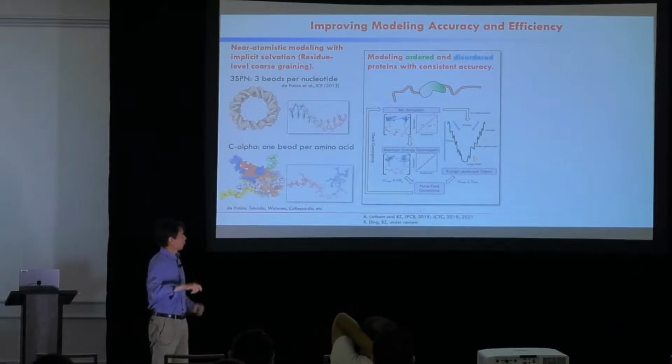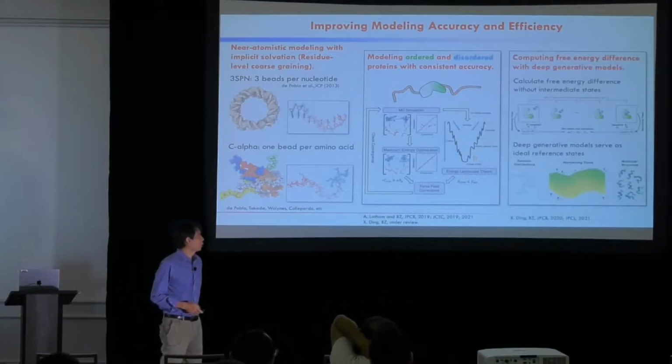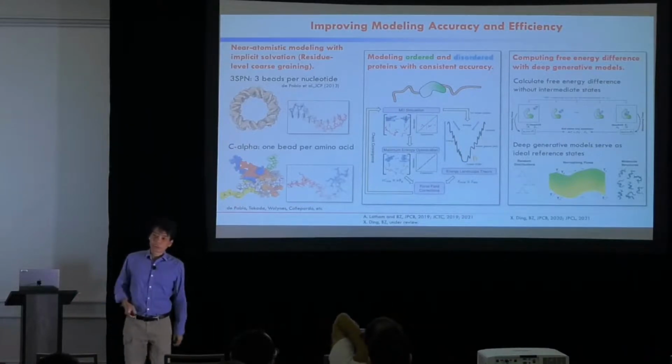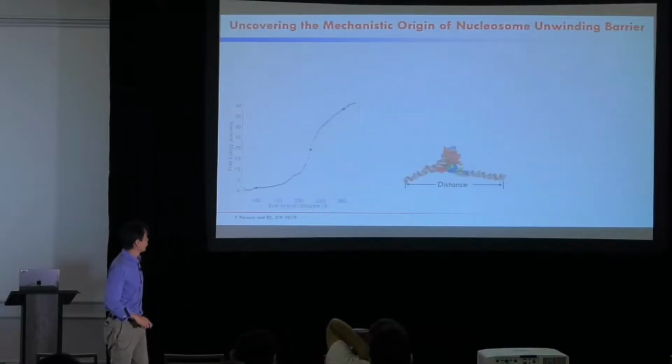So we made a lot of progress in ensuring the accuracy of those coarse-grained models. And recently we have been applying deep learning ideas to further improve the optimization of those models and the simulation efficiencies. All right, so with all those technical issues addressed, we're ready to study chromatin folding. Now, one nucleosome at a time, though.